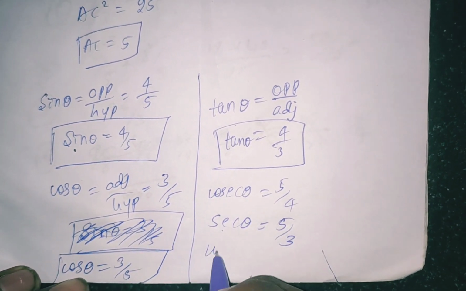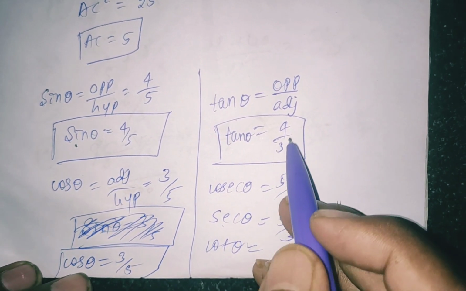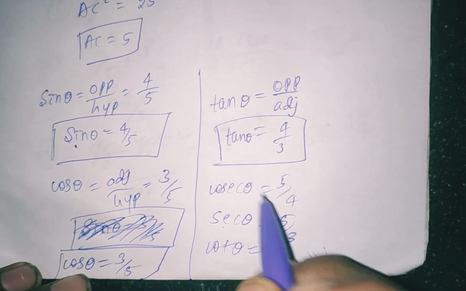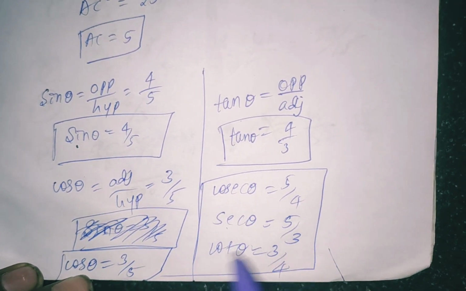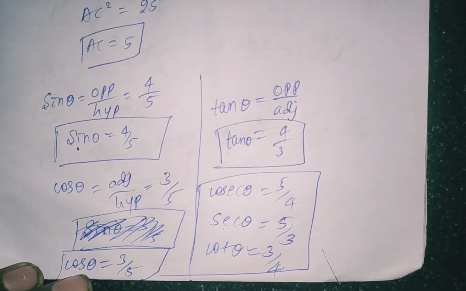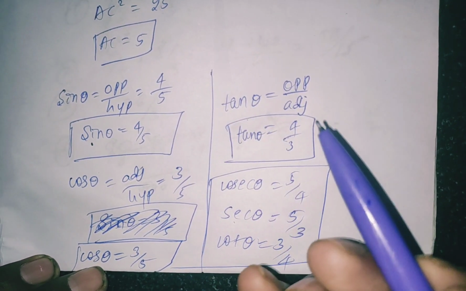Then cot theta is the reciprocal of tan theta. So 4 upon 3 is there, then that becomes 3 upon 4. So these are the remaining 3 trigonometric ratios. I hope students understood now. So I will give some examples to solve, then I will go for the next topic.